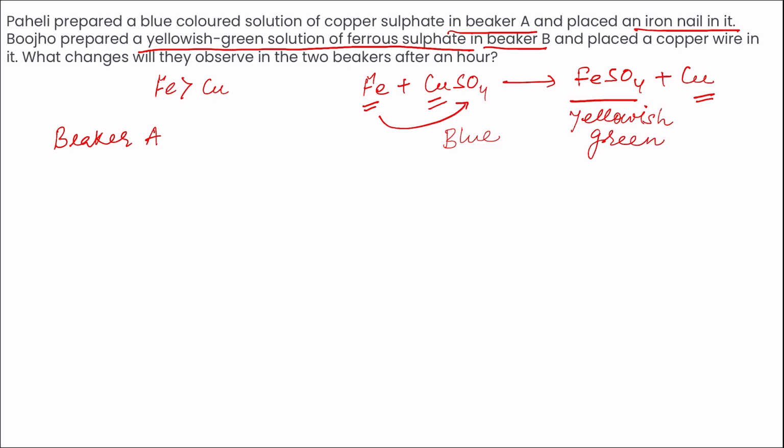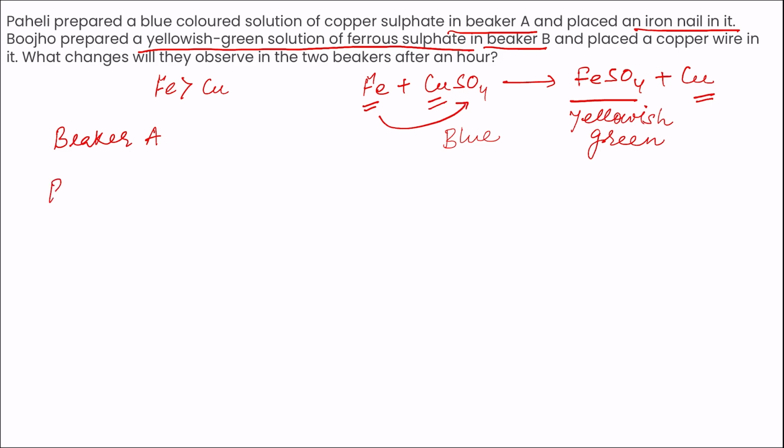Now the color of the solution changes from blue to yellowish green because yellowish green color is the color of ferrous sulphate. And metallic copper is deposited in the beaker. The metallic copper is of reddish brown color.